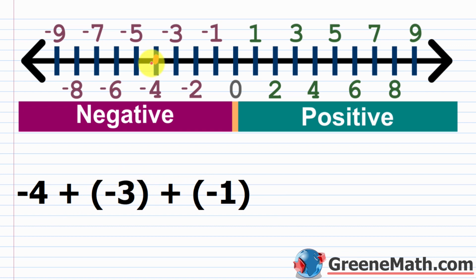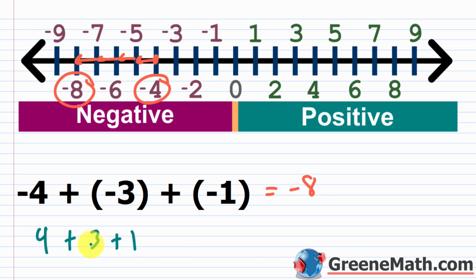And then we're adding -3, so I'm going to the left. 1, 2, 3 units. So that puts me at -7. And then I'm adding -1. So I'm going 1 more unit to the left. So I started at -4 and I end up at -8. So this is -8. Once again, you could just add 4 plus 3 plus 1.